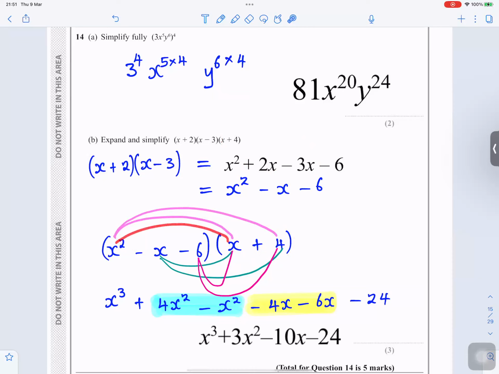So we start x squared times x gives you x cubed. x squared times 4 gives you 4x squared. Minus x times x, minus x squared. Minus x times plus 4, minus 4x. Minus 6 times x, minus 6x. Minus 6 times 4, minus 24. Collect like terms. x cubed stays the same. We do 4x squared minus x squared is 3x squared. It's like 4 minus 1 x squared, 3x squared. And minus 4x minus 6x is minus 10x.